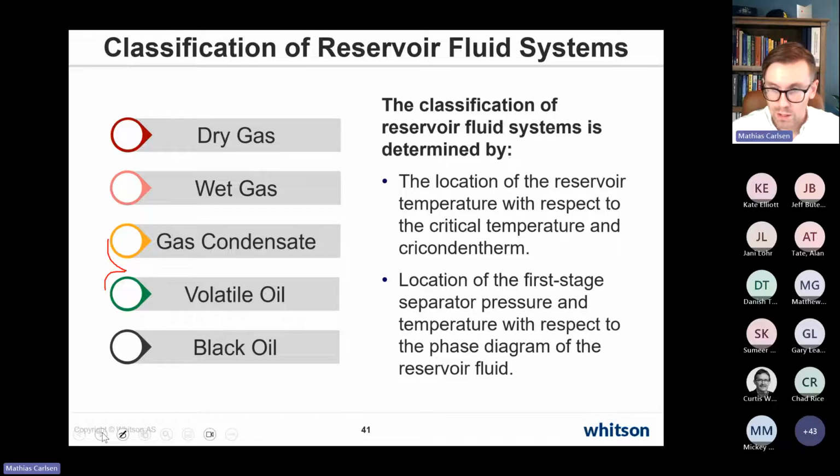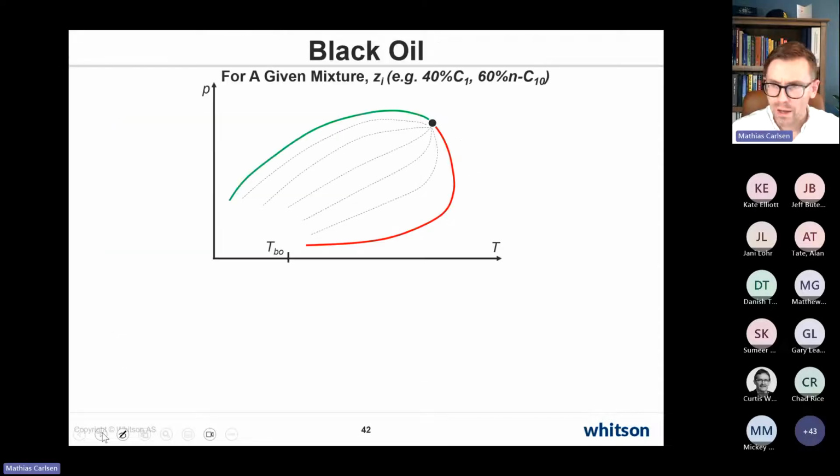The first thing we're going to do is to look at the black oil. And again, two things mattered. Where is the reservoir related to this point right here? That's the critical point. And then there was another thing called the cricondentherm. The cricondentherm is just the maximum temperature on this phase envelope right here. So it's basically this line right here, and this point right here.